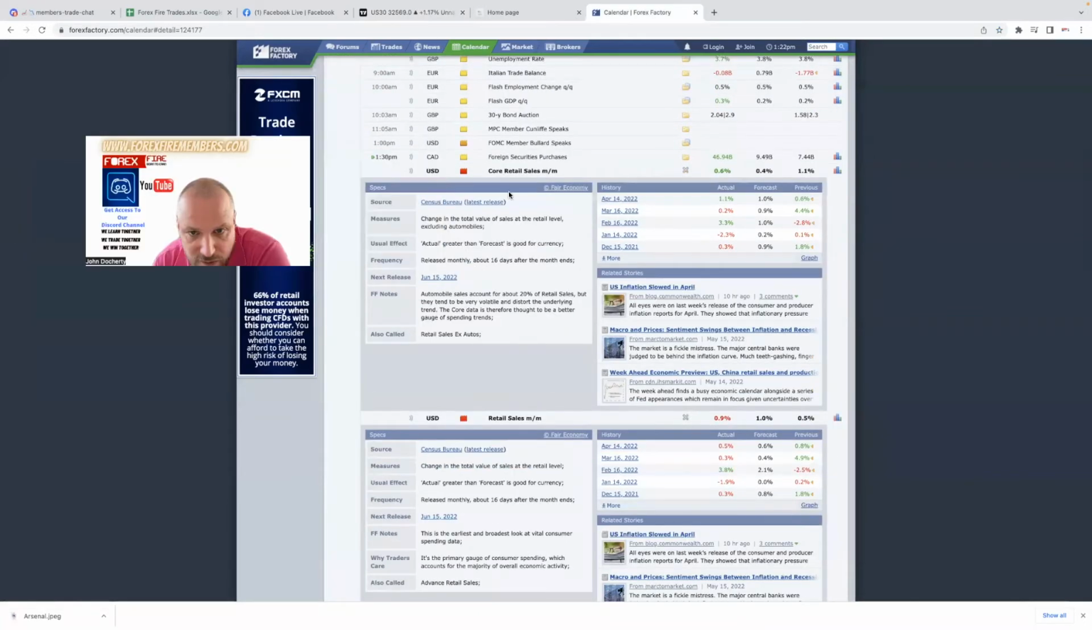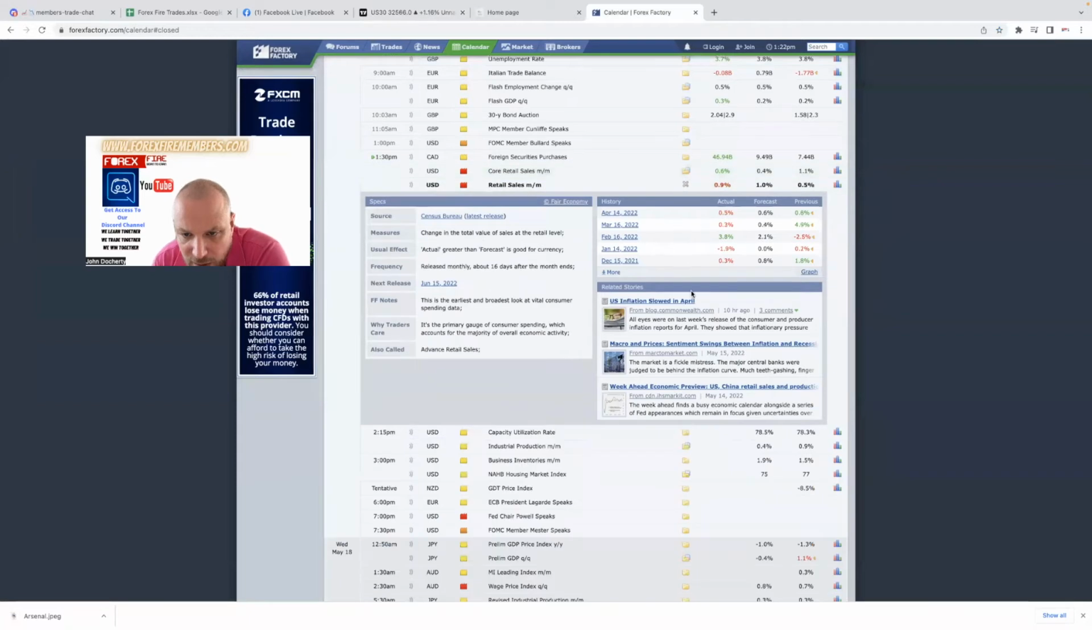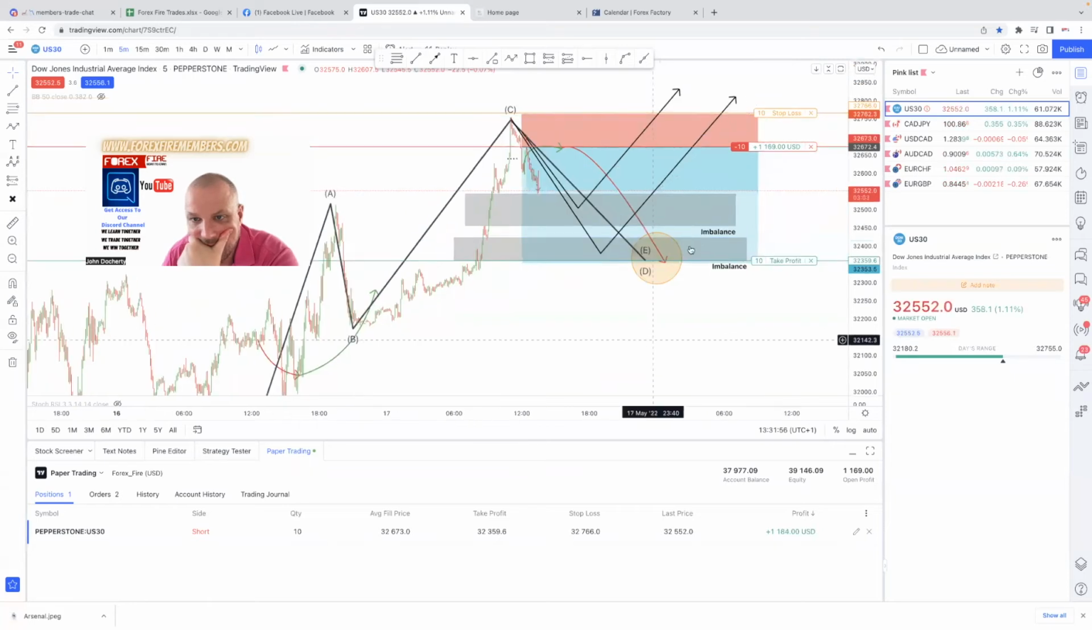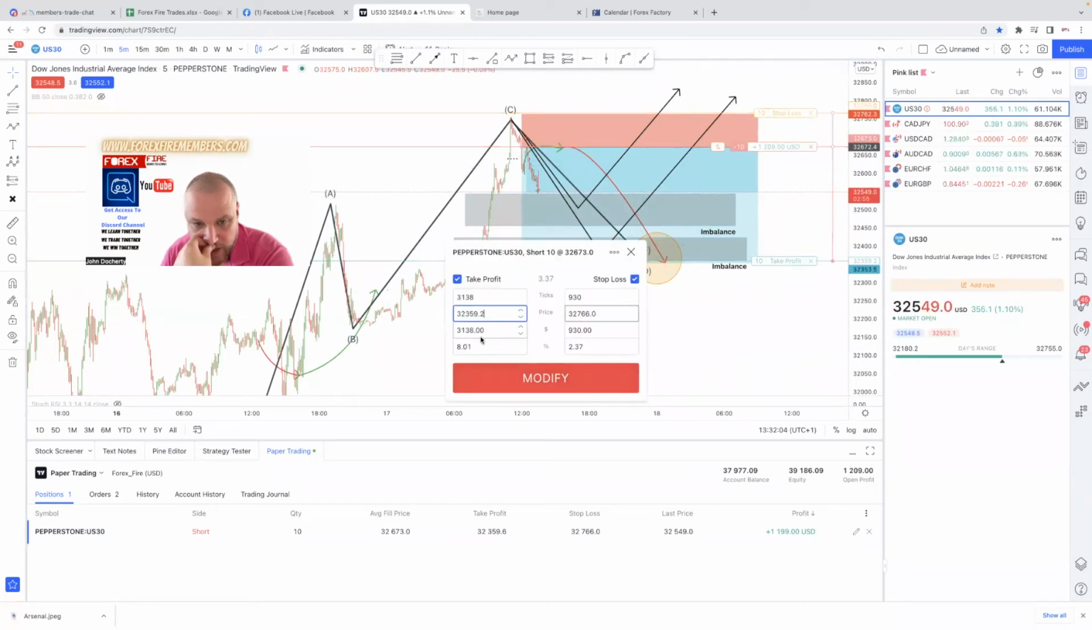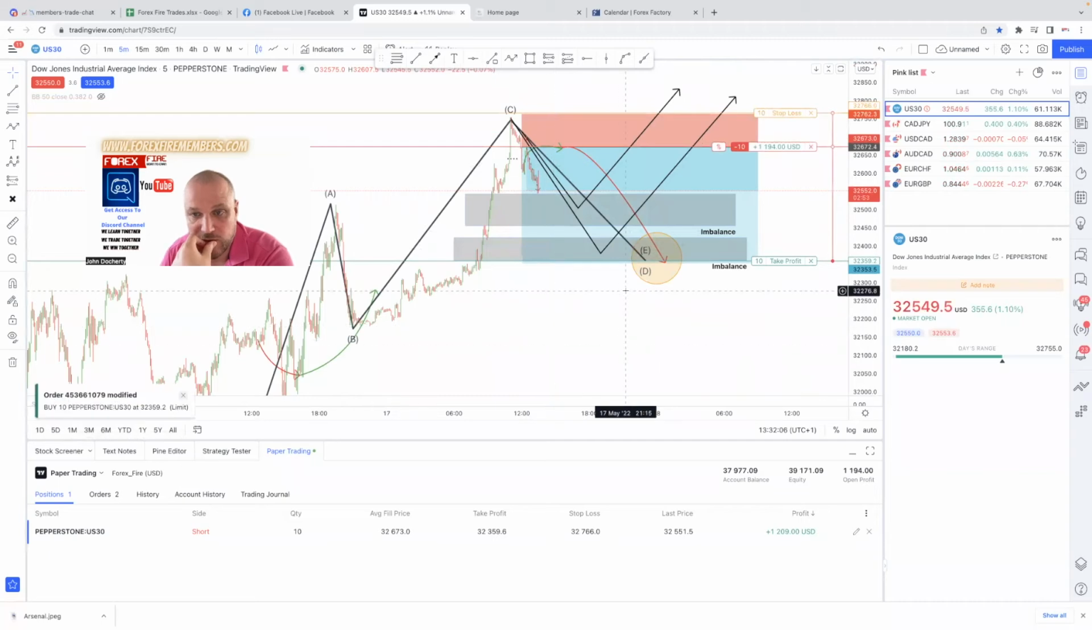Get my ugly mug off to the side. Minimize that down. I'm not sure if the news has come out just yet, but it's spiking down at the moment. Will we get the actual full push? What I was anticipating on here, to get this $3,000 on the paper trading.